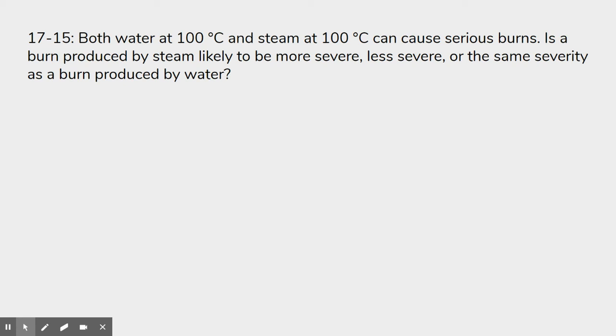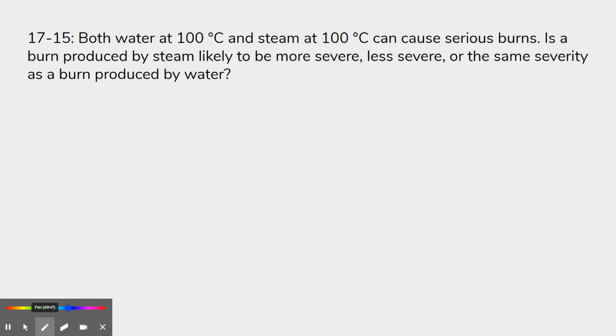So in this next problem, we're just going to consider it conceptually. We don't need to do any math. So we have water at 100 degrees Celsius and we have steam at 100 degrees Celsius, because remember, we can have two phases at once at the same temperature. We know that we can be burned by boiling water, and we know that we can be burned by steam. But we want to know which burn would be more severe, the one caused by the water at 100 degrees Celsius or the one caused by the steam at 100 degrees Celsius.